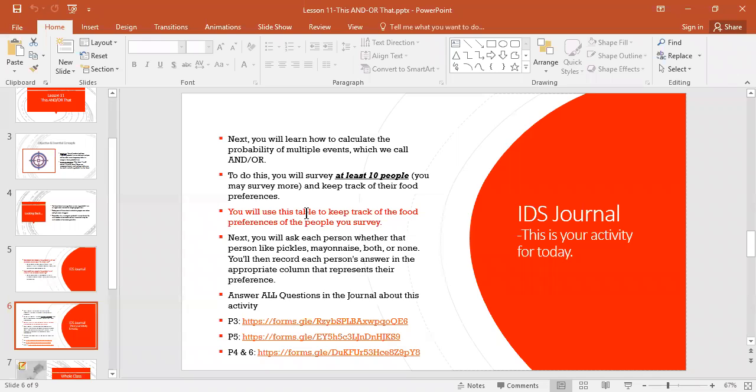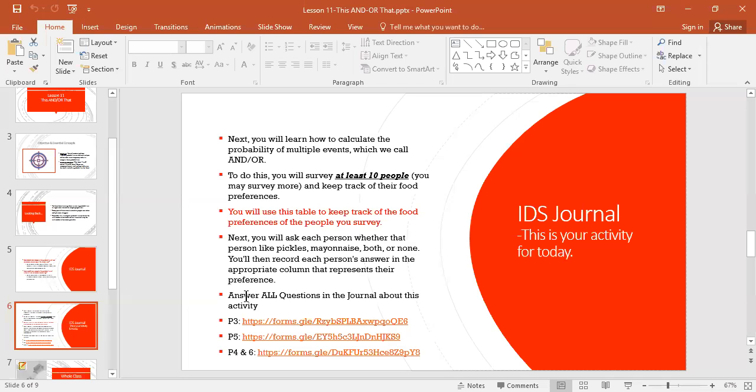Keep track of their food preferences. You will use this table, which is in your journal. I've given you a table to keep track of the food preferences of the people that you survey. Next, you will ask each person whether that person likes pickles, mayonnaise, both, or none. You'll then record each person's answer in the appropriate column and represent their preferences.